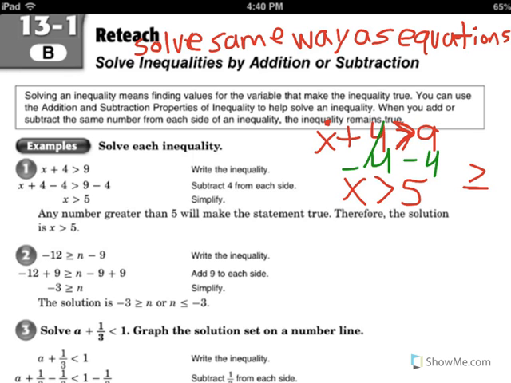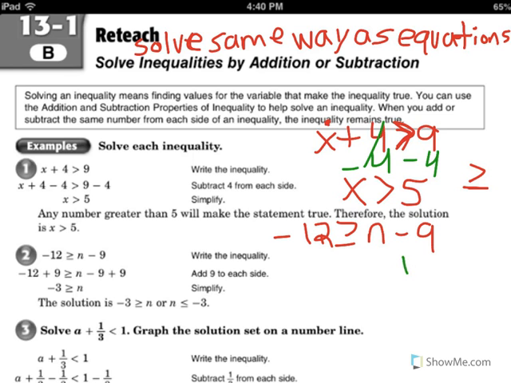So now let's go on to the next question right below it. It says negative 12 is greater than or equal to n minus 9. Same priority here. We got to get n by itself. So we have to get rid of the minus 9.